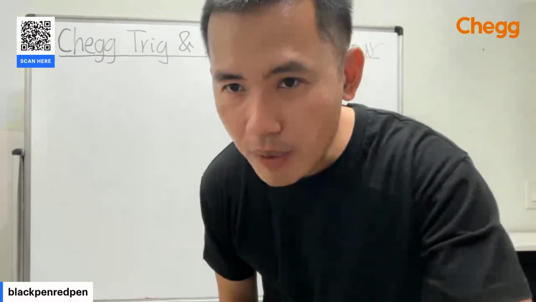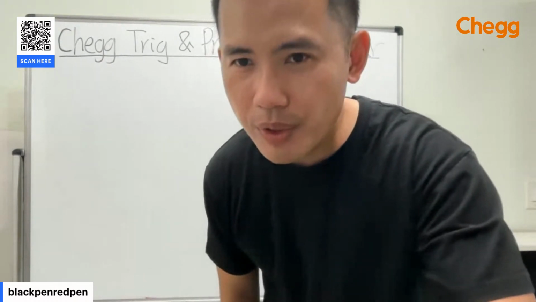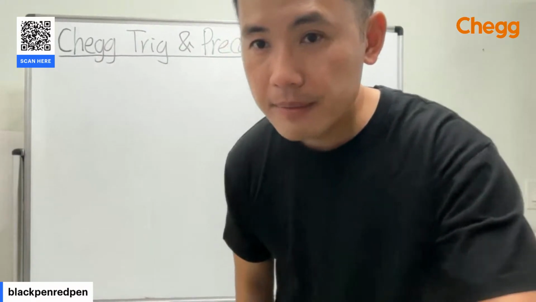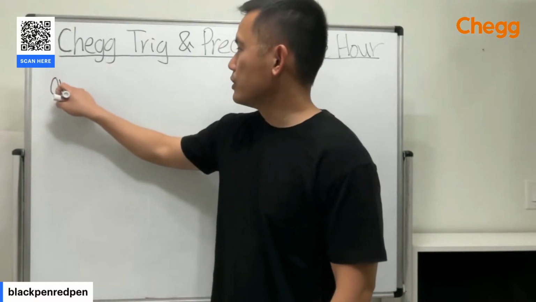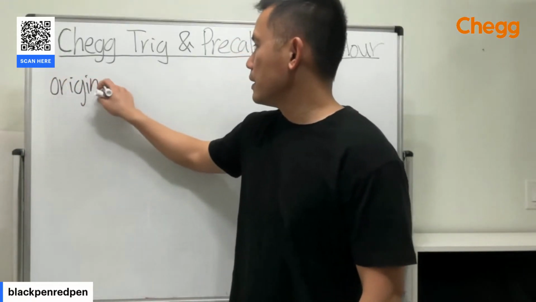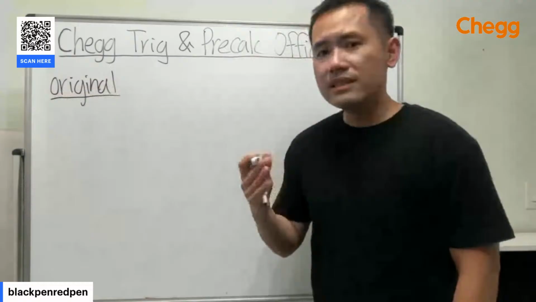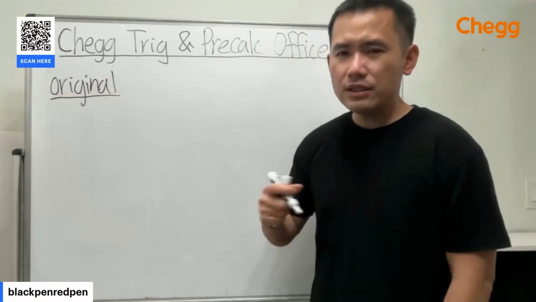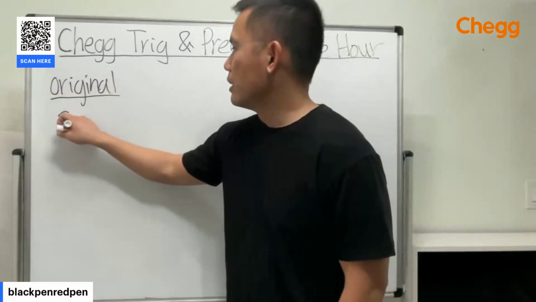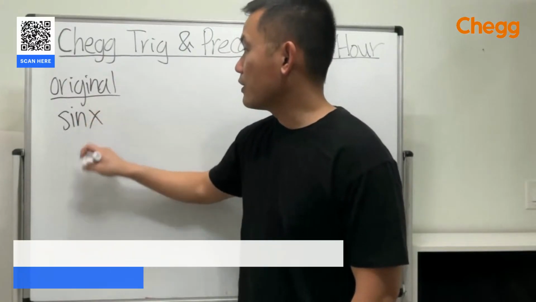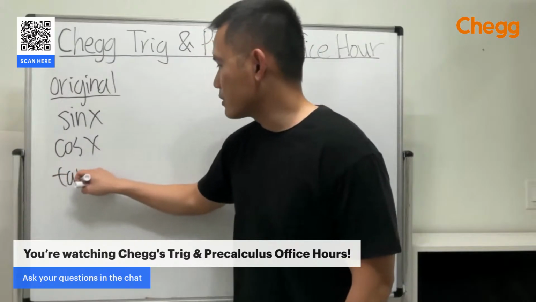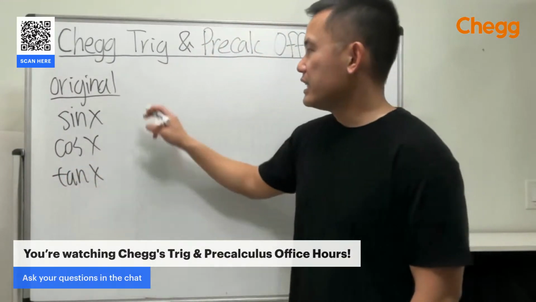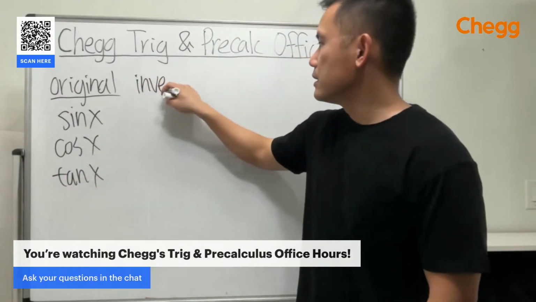Let me know. Okay, I'm going to talk about the notation real quick for the arctangent. So this right here is the notation. I would say this is the original. So we have sine, cosine, tangent, right? Let's just use them as examples. So we have the original sine function, let's say sine of x, and then we have the cosine of x, and then we have the tangent of x, right? These are the original. And then next we have the inverse.